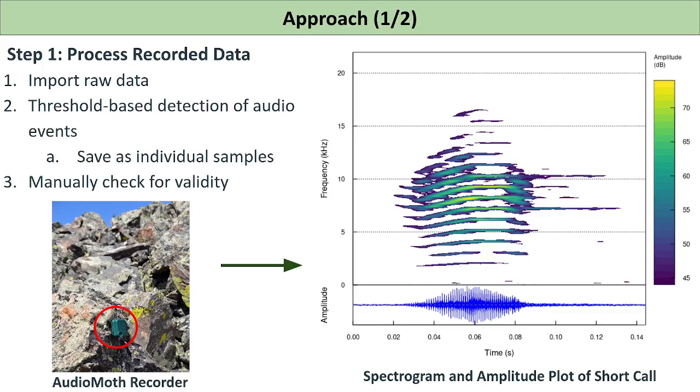Finally, the samples were manually validated. This essentially means that I listened to each saved sample to ensure that it was correctly identified as a short or long pika call by the threshold-based audio detection step. Noises that were incorrectly extracted were labeled in an other category used for the model in the next step.